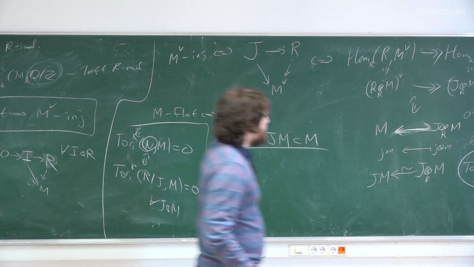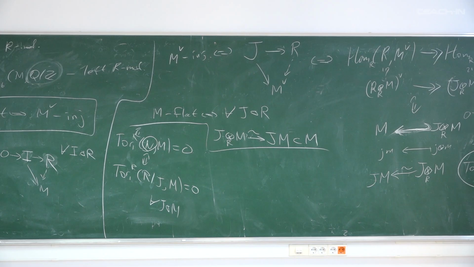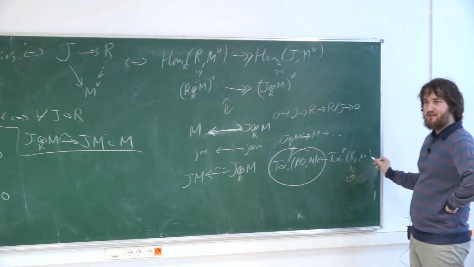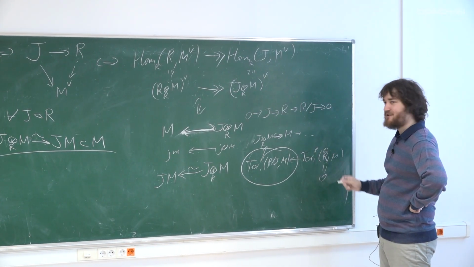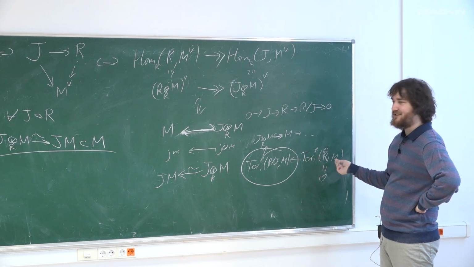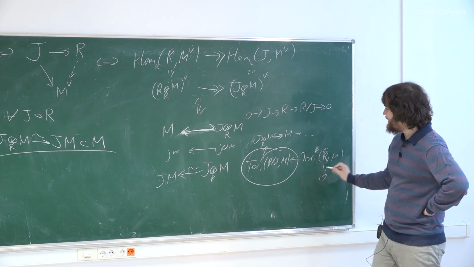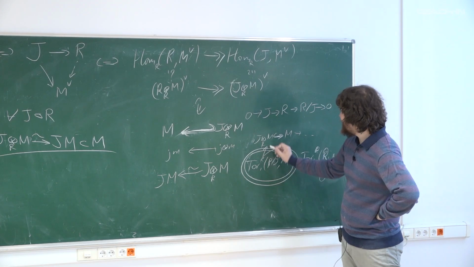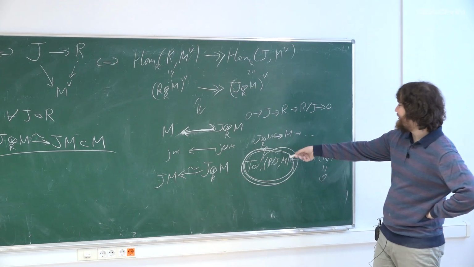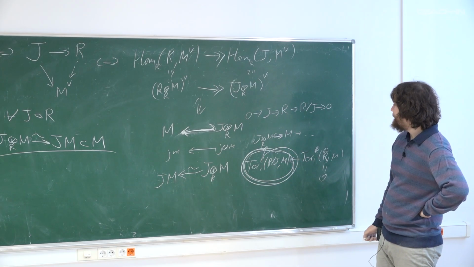The Tor1 is 0, why? Because it's R, it's free, it's flat. It's R itself, R over R. Okay. So it's nothing here, and so the kernel is the image of this map. So it's 0 if and only if.